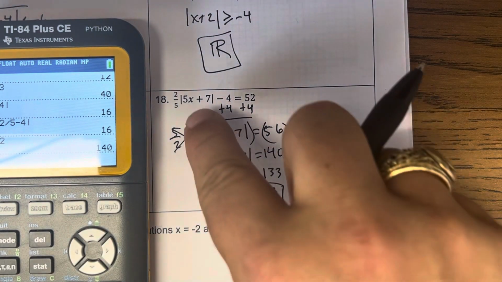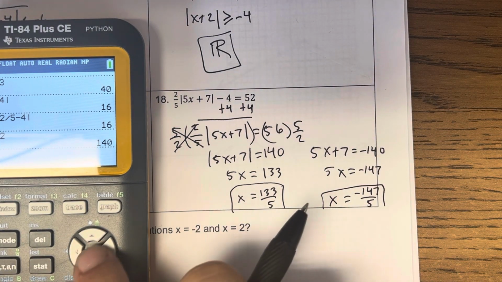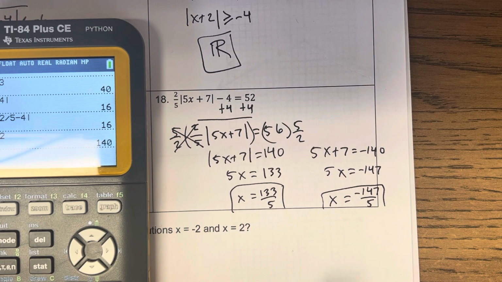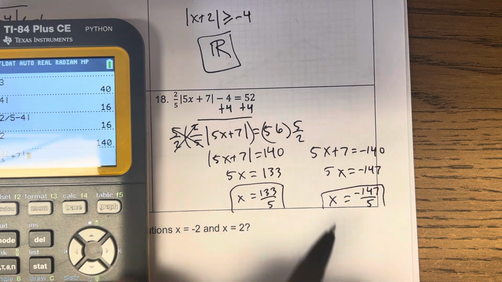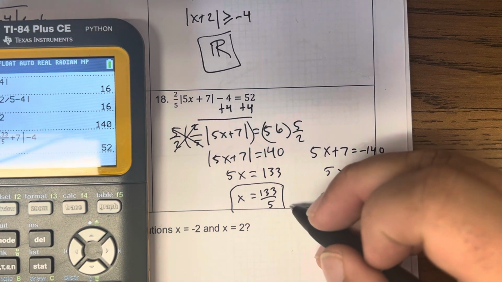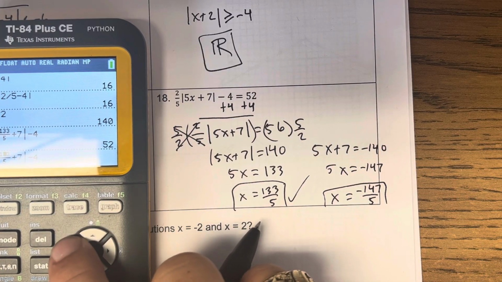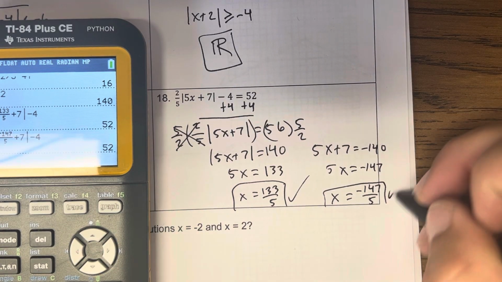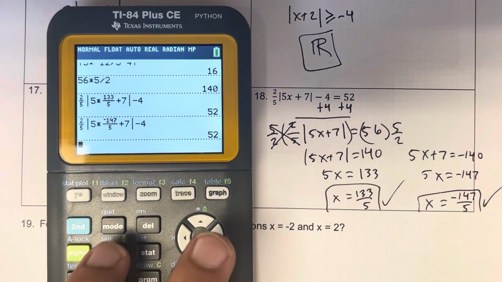And so on this one, we'll do alpha x, 2 over 5, absolute value of 5 times 133 over 5 plus 7 minus 4 equals 52. And then I'll just copy that one down here and change the fraction to be negative 147 over 5 equals 52. Check. There's my work on the calculator.